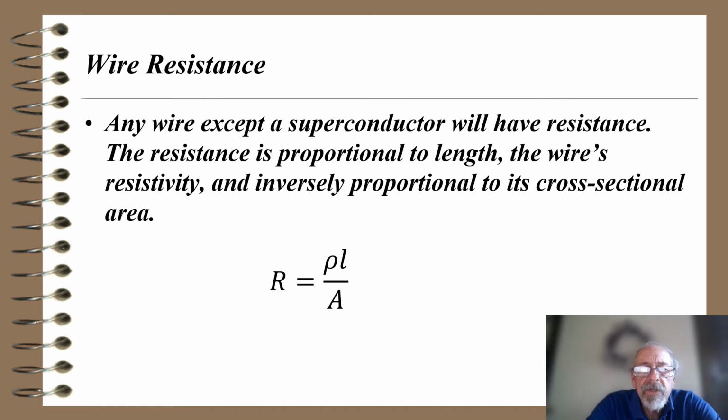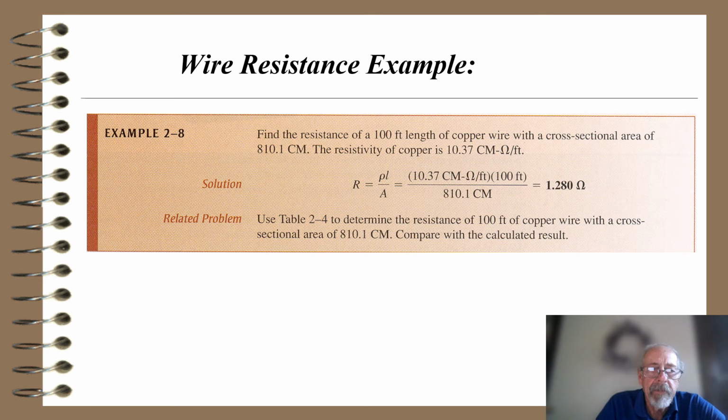So, wire resistance: any wire except a superconductor will have resistance. The resistance is proportional to length and the wire's resistivity, and inversely proportional to its cross-sectional area. The equation for that is R equals rho, which is the resistivity, times L, the length, divided by A, the area. So here's a wire resistance example. It says find the resistance of 100 feet of copper wire with a cross-sectional area of 110.1 circular mils. The resistivity of copper is 10.37 circular mil ohms per foot. You do the calculation, it turns out to be 1.28 ohms. So again, a foot of copper wire is very low resistance.